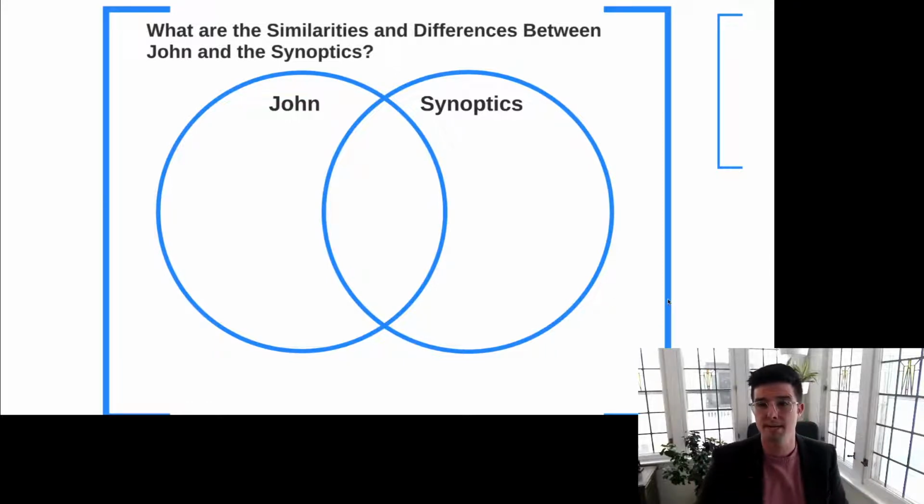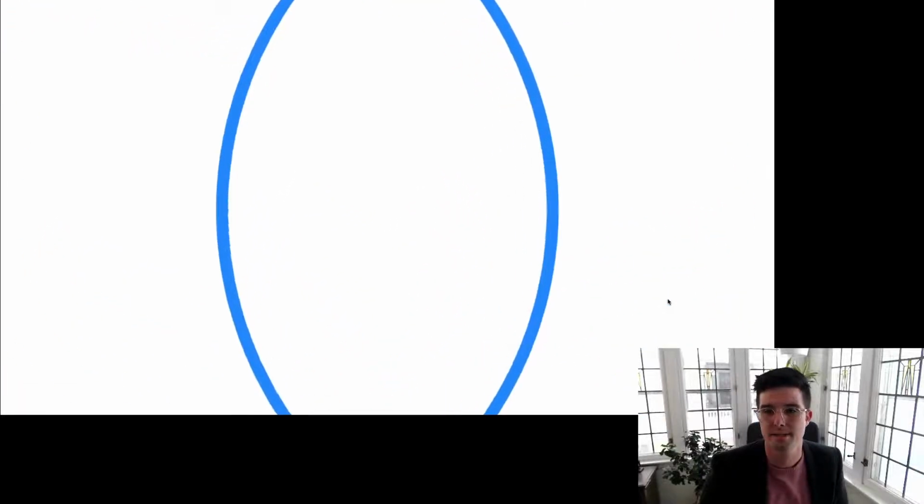So we're going to do this by means of a Venn diagram, which you can see here on my screen, that we have John on one side, the Synoptics on the other, and the overlap between John and the Synoptics here. So let's zoom in a little bit and take a look at some of the similarities between the fourth Gospel and the first three Gospels.